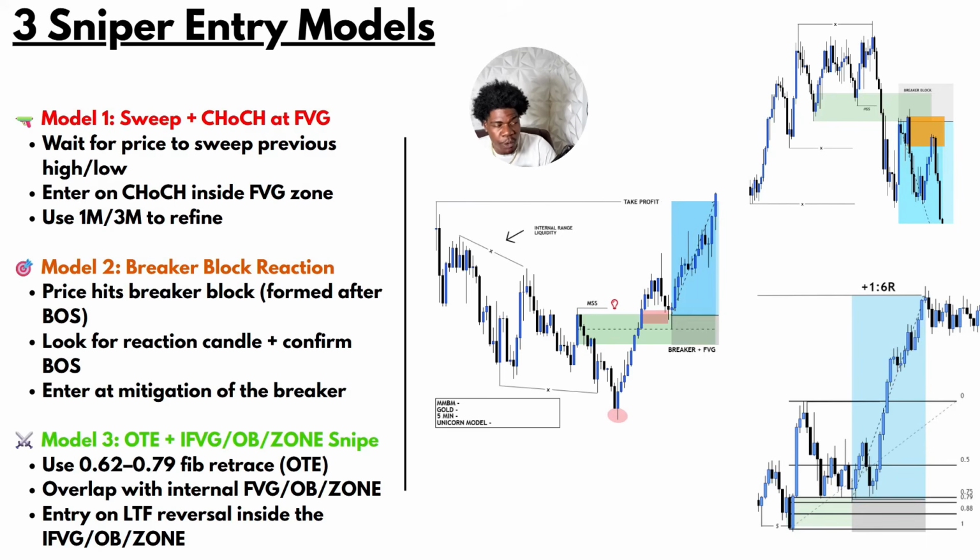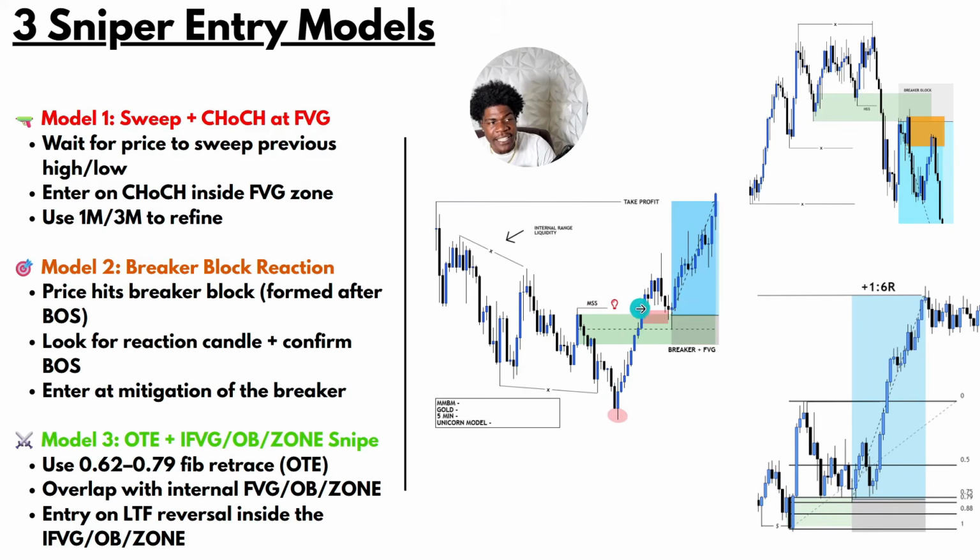And then we enter on the lower time frame reversal inside of that inversion fair value gap, the order block, or that zone. Let's go over these 3 models right here, right? The first model is our sweep and our change of character at a fair value gap. First, we see price push down lower and give us a liquidity sweep of these relative old lows, to then push up higher and give us a market structure shift.